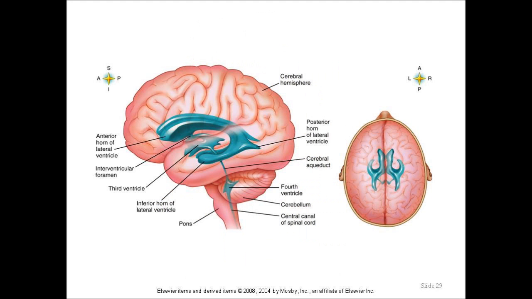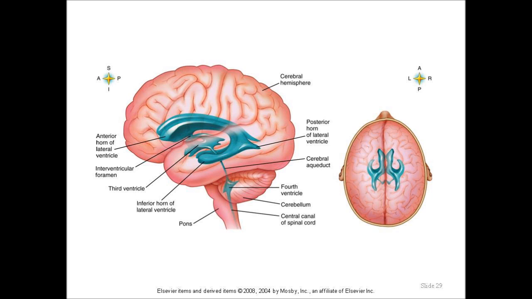Now we'll talk about the ventricles. These are open spaces within the brain that are filled with fluid. There's 4 ventricles, 2 lateral ventricles that you can see well in this picture. They have an anterior, posterior, and an inferior horn. They're connected in turn to the 3rd ventricle, which is between the right and left sides of the thalamus.